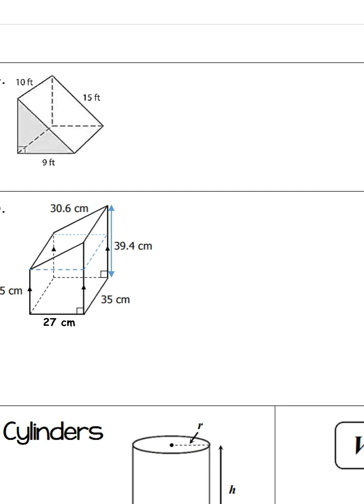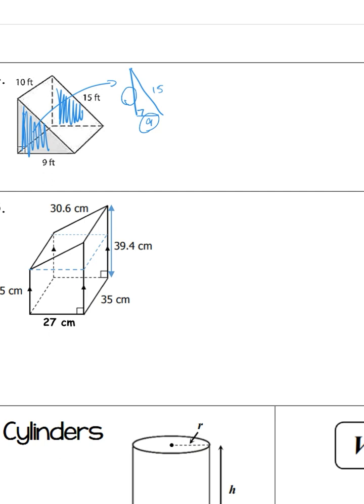Example 4 is another triangle prism. So I have the triangle up front and I have the triangle behind, and we're going to go ahead and draw that base off to the side. Unfortunately, on this triangle, we do not have our base and our height. So we need the base and the height of this triangle, and we don't have it.